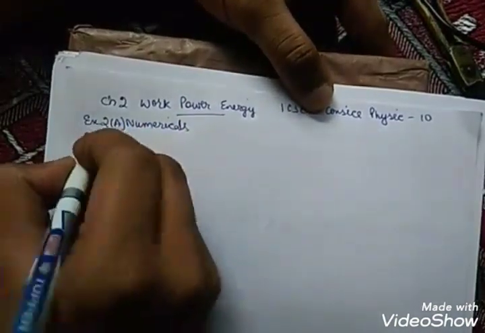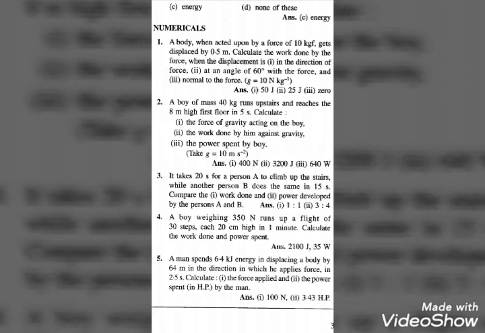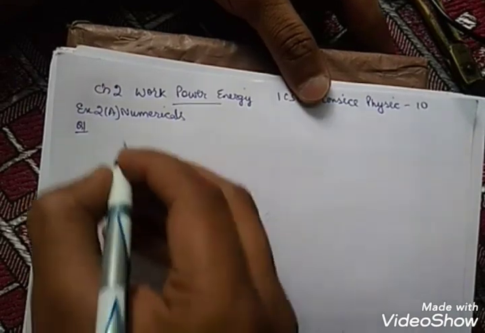So question number 1 is, a body acted upon by a force of 10 kgf gets displaced by 0.5 meter. Calculate the work done by the force when the displacement is: number 1, in the direction of the force; number 2, at an angle of 60 degree with the force; and number 3, normal to the force. Take g equal to 10 Newton per kg.